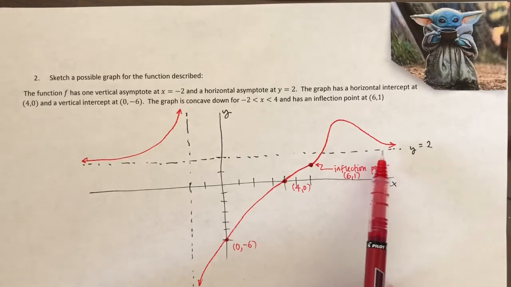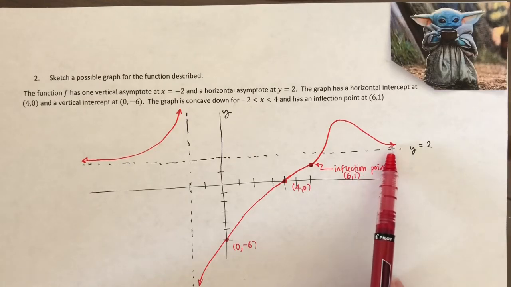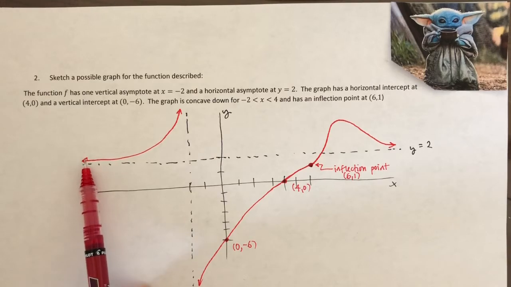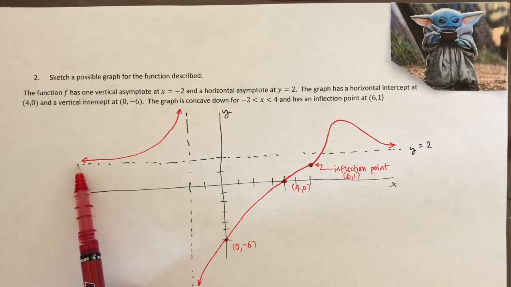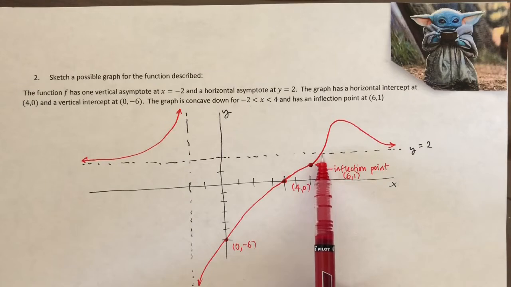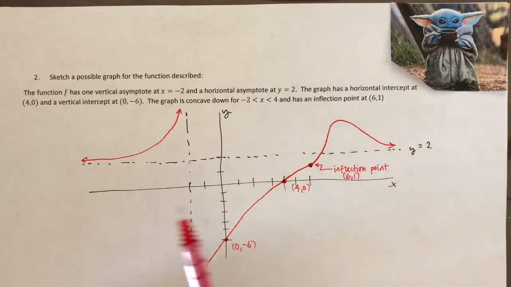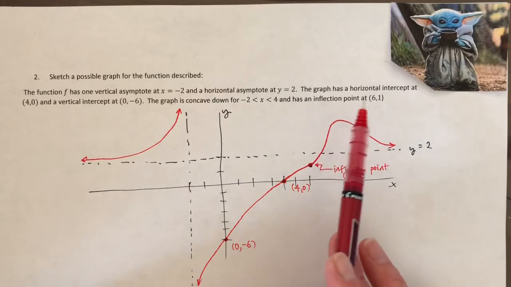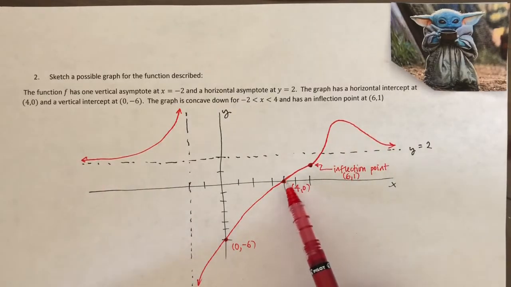A horizontal asymptote at y equals 2. Okay, as x goes to infinity, the graph definitely is approaching y equals 2. As it goes to -infinity, it definitely is approaching y equals 2. It's okay that it crosses right here, horizontal asymptotes. The function can do that. It's just what's happening at plus and minus infinity. The graph has a horizontal intercept at 4, 0. Check. And a vertical intercept at 0, -6.